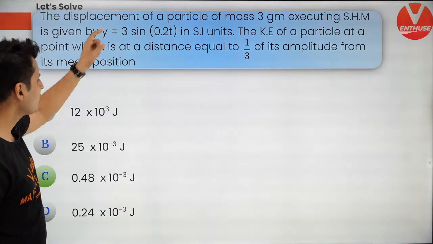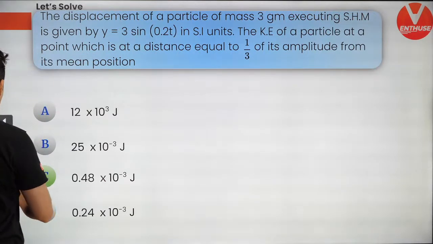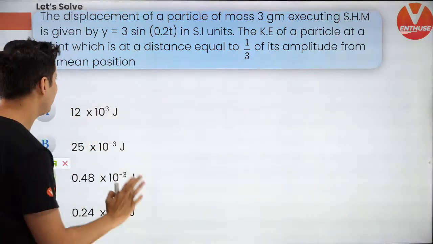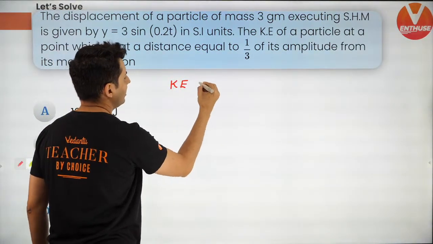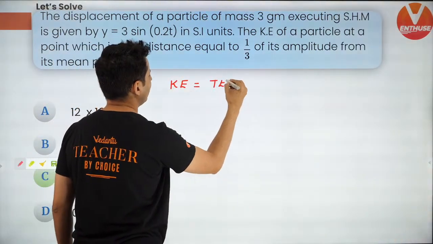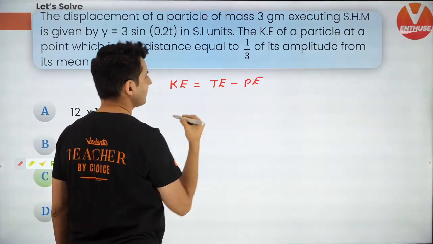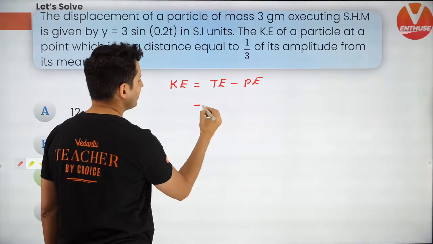Okay, so what we can do, guys, there is a very simple way to do this. I'll just tell you the method, you can get the values. Since kinetic energy is asked, can I say kinetic energy is total energy minus potential energy? Obviously. Now what is total energy?